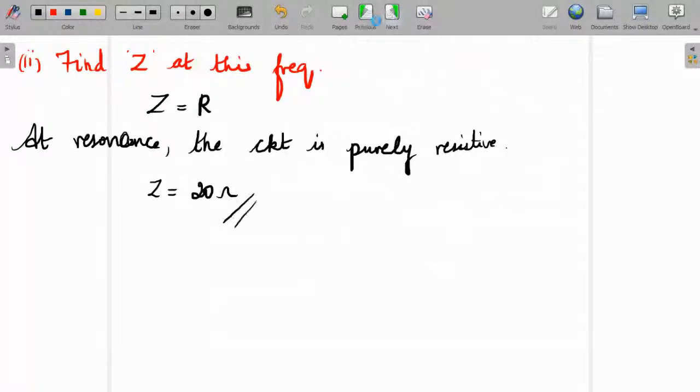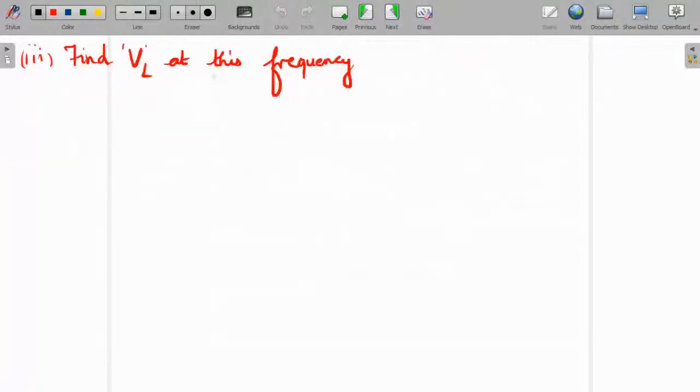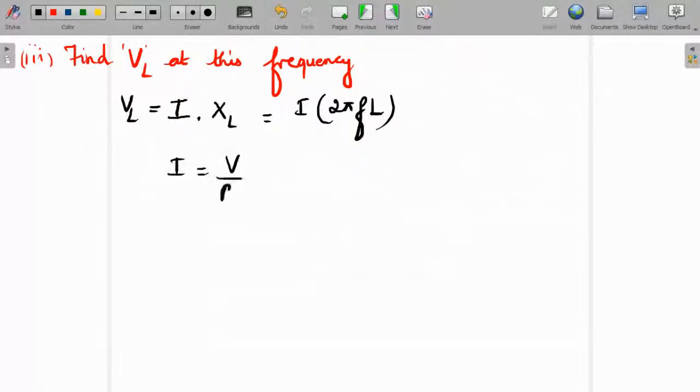Next question, find the voltage across the inductor at this frequency. So given the RLC circuit, what about VL? V is equal to IR, general formula, but AC circuit la ellame impedance, reactance appdi paapom. So it is going to be I into XL, which is I into 2 pi FL. நமக்கு current தெரியாது. How to find current? I is equal to V by R. Voltage 100 by resistance 20 ohm, so it is going to be 5 ampere.